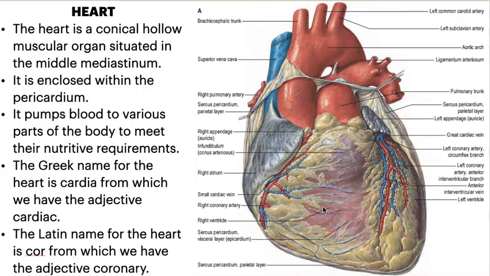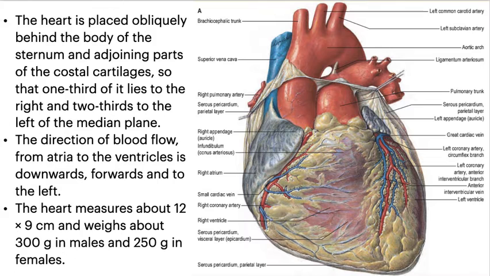The heart is basically a conical hollow muscular organ situated in the middle mediastinum, enclosed within the pericardium, pumping blood to various parts of the body to meet the nutritive requirements. Now, the adjective is cardiac by the Greek name or coronary from the Latin name.